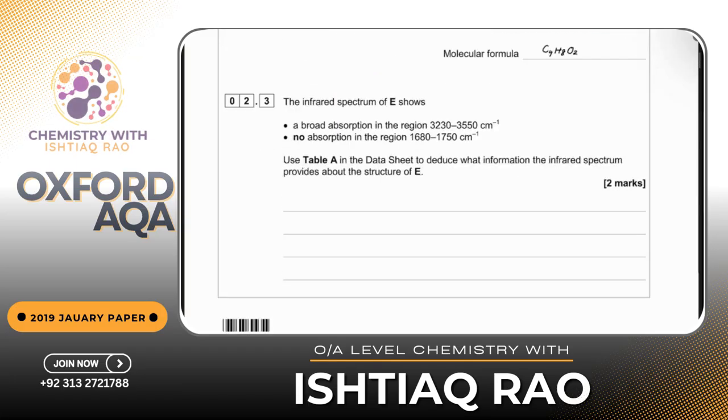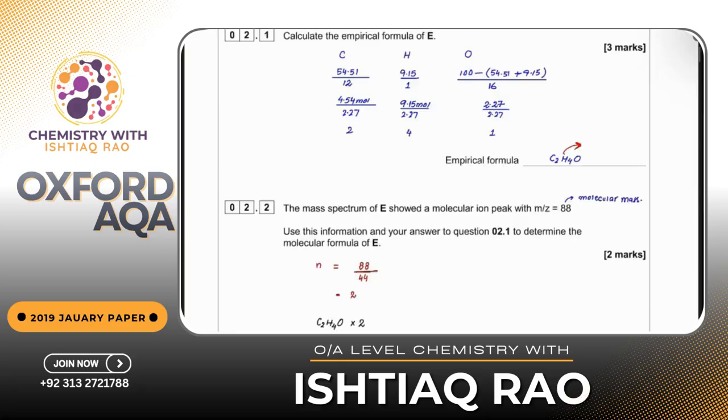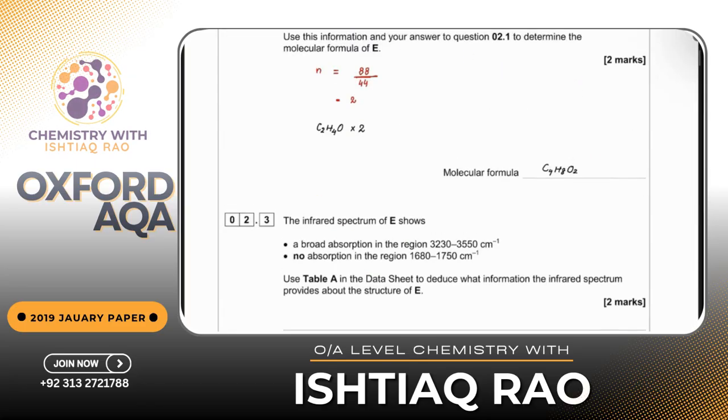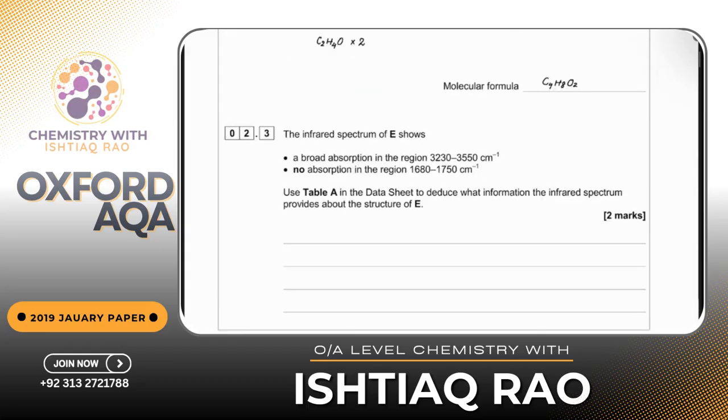The infrared spectrum of E shows a broad absorption in the region 3,230 to 3,550. No absorption in the region 1680 to 1750, which shows that there is no carbonyl peak. Use table A in the data sheet to deduce what information the infrared spectrum provides about the structure of E. We got the molecular formula for E, that is C4H8O2. There are two oxygen atoms in it.